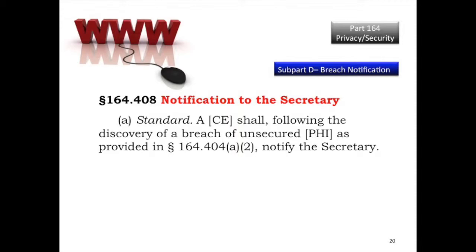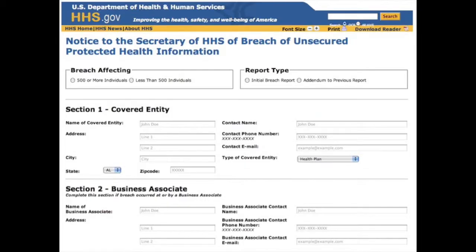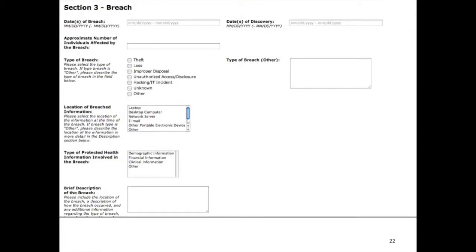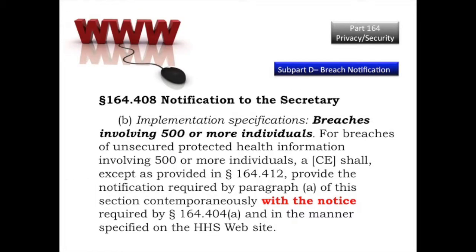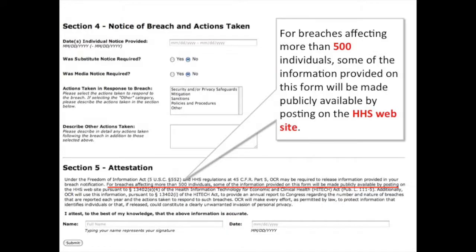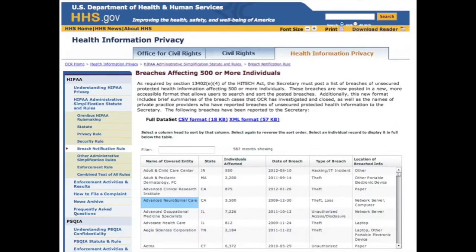Covered entities have a duty to notify the HHS Secretary of all breaches. HHS has a website to report breaches. The HHS website collects information that's required to be in the breach notification letters. A breach of more than 500 people must be reported at the same time as the notice. Breaches affecting more than 500 individuals are posted on the HHS website. This website is called the Wall of Shame.